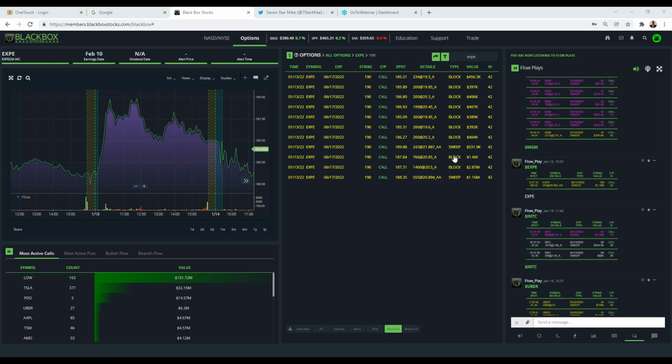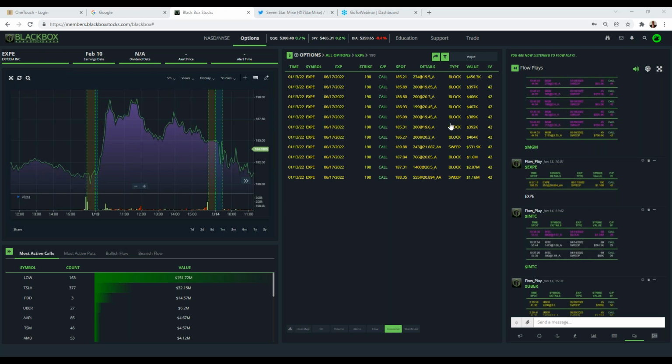And then we continue to see buying, buying, buying. How do we know this is buying? Because they got filled on the ask or above the ask. And you can see the price reacting. As soon as that came out in the morning, the price just continued to climb, went from 181.50 all the way up to almost 190. So just that fast it climbed.